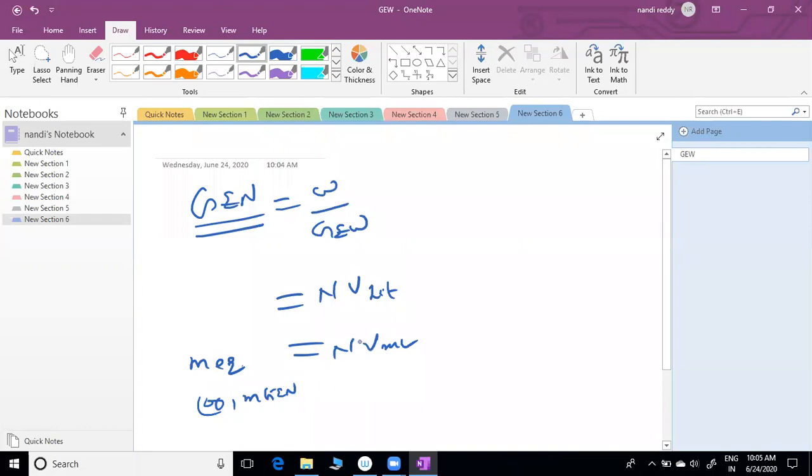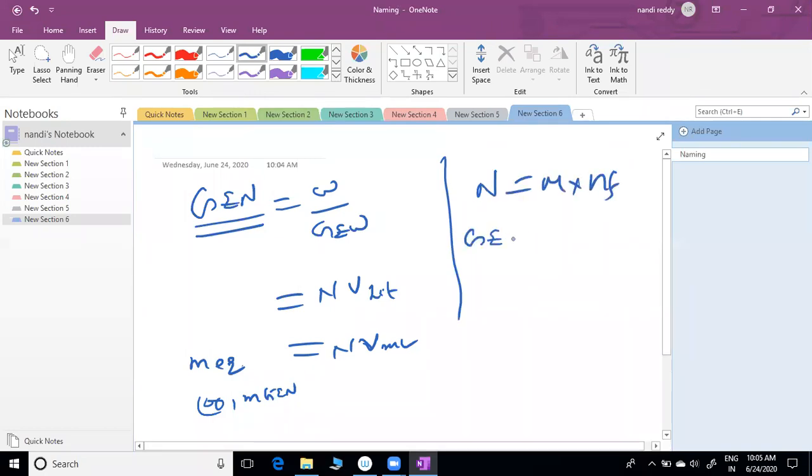N into V in ml. One more I am giving here: normality equals molarity into n factor. Even gram equivalent number equals number of moles into n factor, you can also write. Please note down these formulas. Again, you have to know how to calculate n factor.